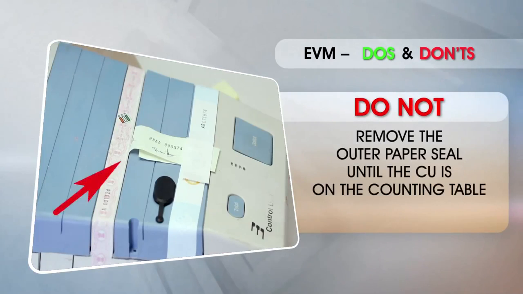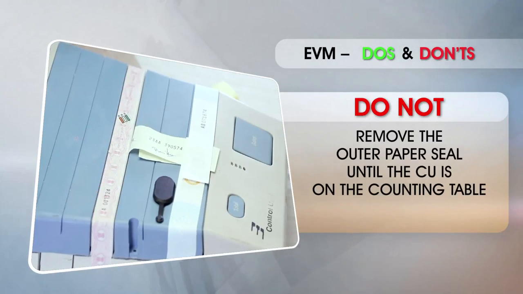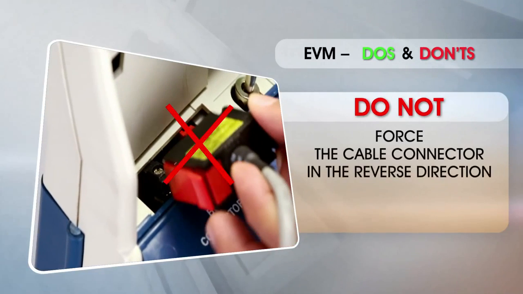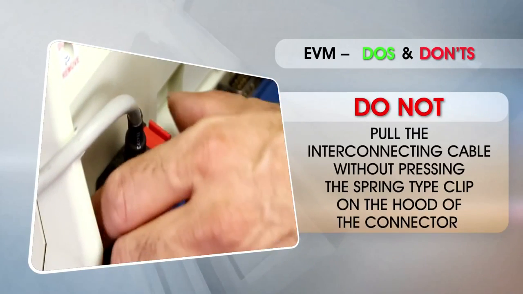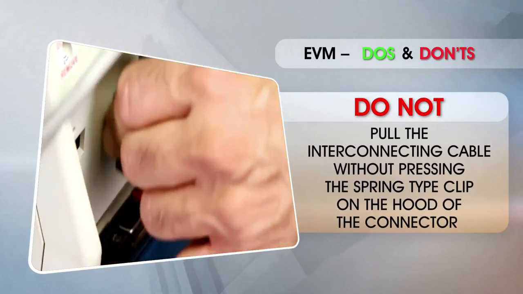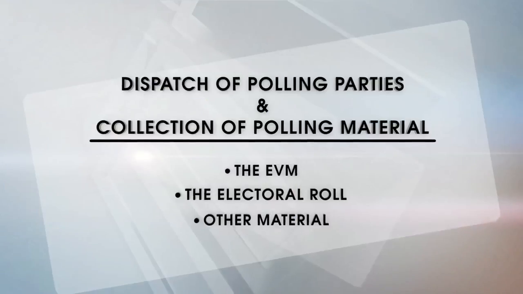Do not remove the outer paper seal until the CU is on the counting table. Do not force the cable connector in the reverse direction. Do not pull the interconnecting cable without pressing the spring-type clip on the hood of the connector. The electoral roll.